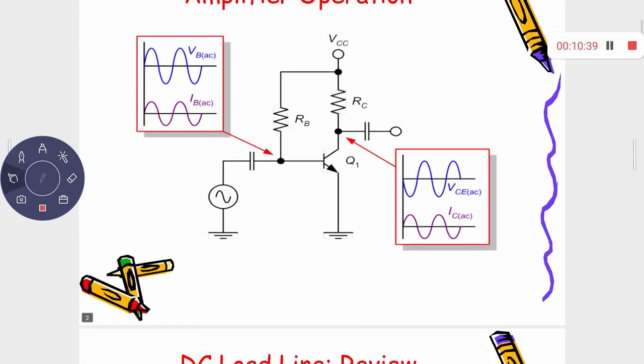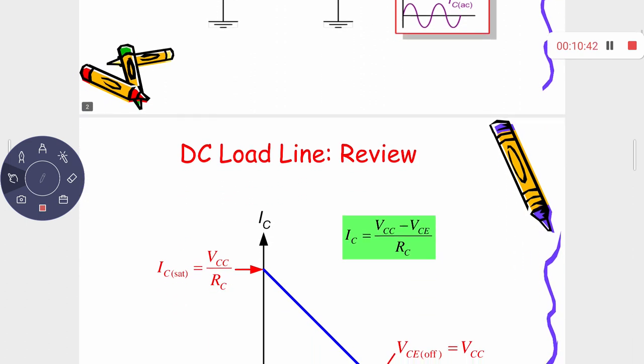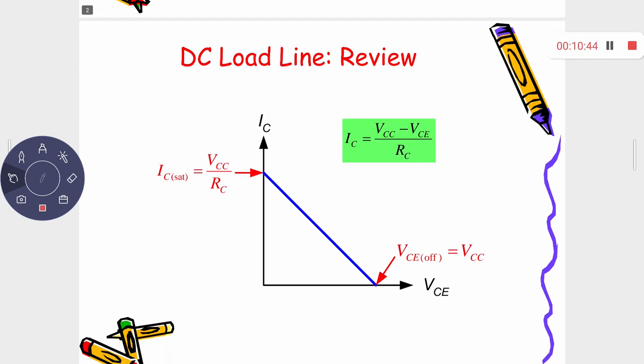Well, so now hopefully you can remember, this is basically a recapitulation of what you did last day. The DC load line, VC versus IC. When IC is equal to 0, the minimum current, then what is your collector emitter voltage? That is equal to VCC, because the expression was VCE is equal to VCC minus ICRC.